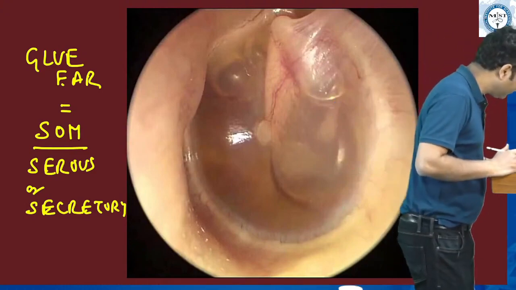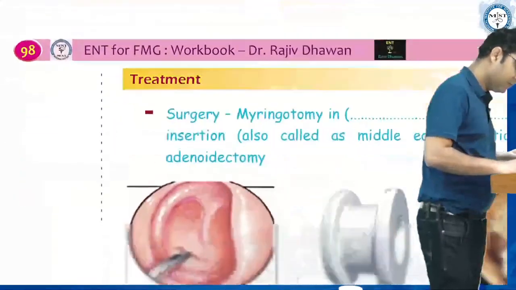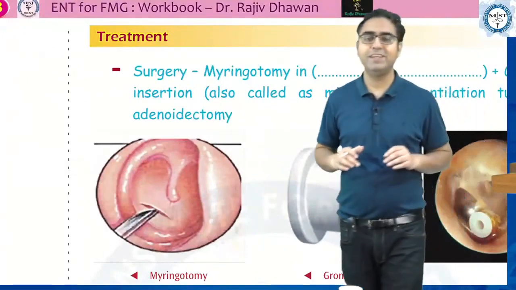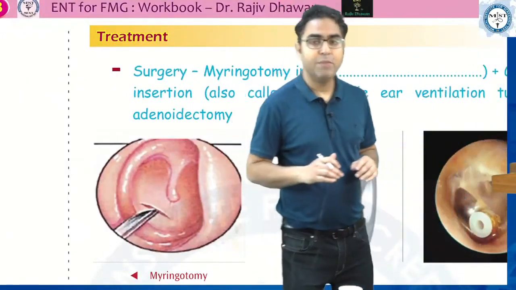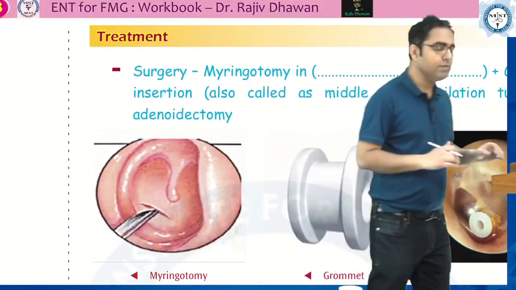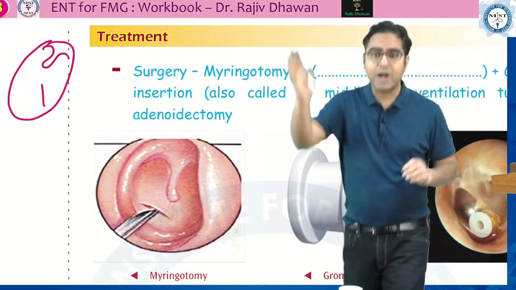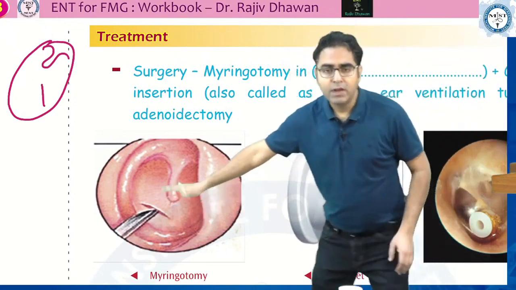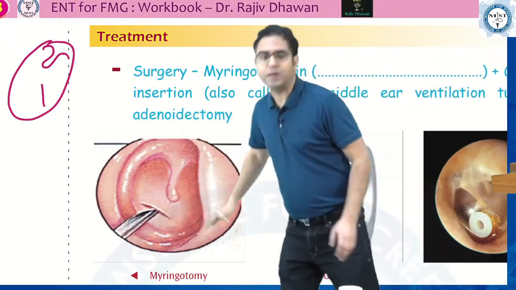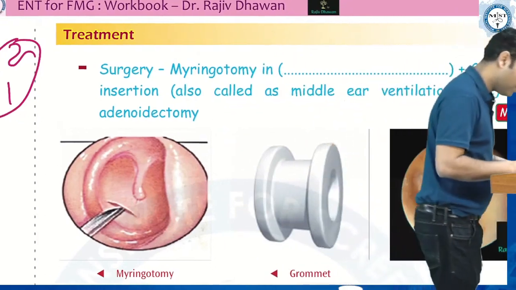Now the next one. Treatment is surgery, myringotomy. What is myringo? Myringo means tympanic membrane. Otomy means cut, to give a cut on the tympanic membrane. Can you see myringotomy? Somebody is giving a cut on the tympanic membrane. Myringotomy in which quadrant?